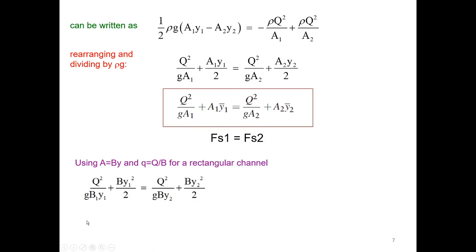you will reach such an equation: q square over g b1 y1 plus b y square. Instead of A I wrote b y, and I have y1 divided by 2, yes, y bar is y1 divided by 2. Again here, y bar 2 equals y2 divided by 2. When you multiply it by b y2 here, or b y1 here, this is the new form of the specific force at rectangular cross sections.